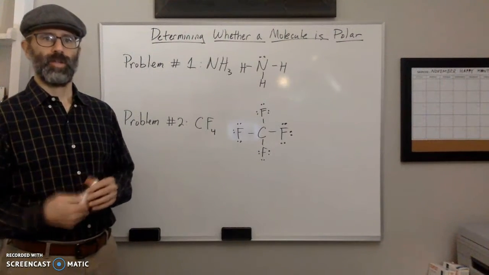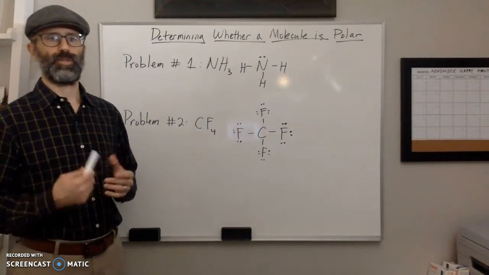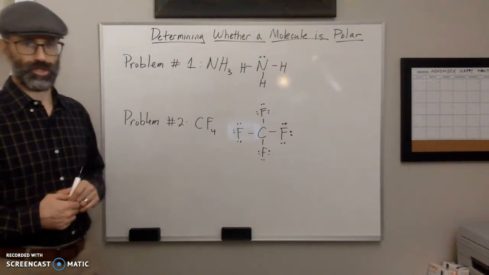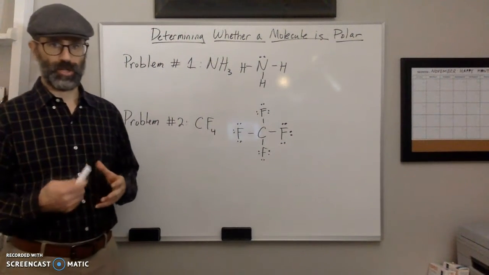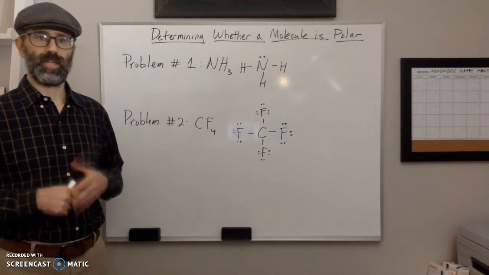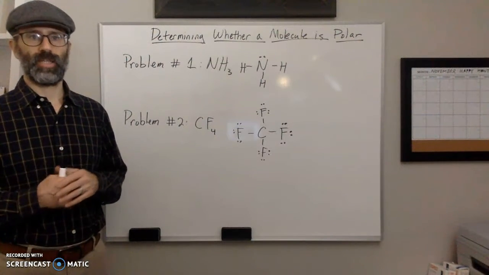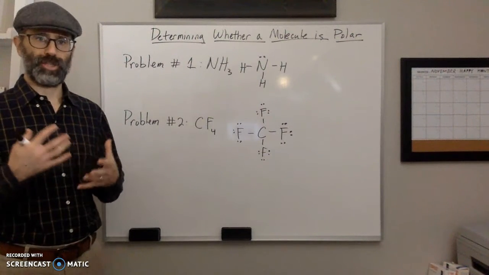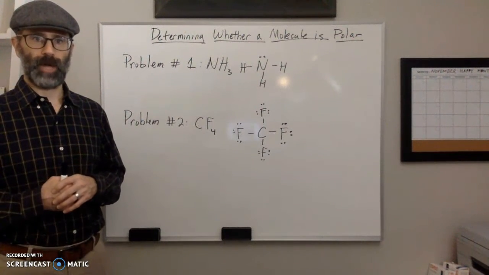I'm going to go over a couple of examples and explain how you can tell whether a molecule is polar. So the first thing you need to do is write the Lewis dot structure. Once you get the Lewis dot structure, then you need to use VSEPR theory to figure out what the molecular shape is. And that should help you figure out if it's polar or not.